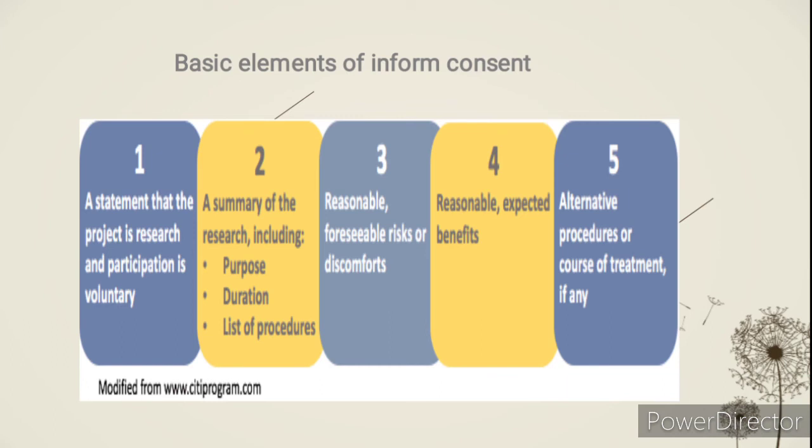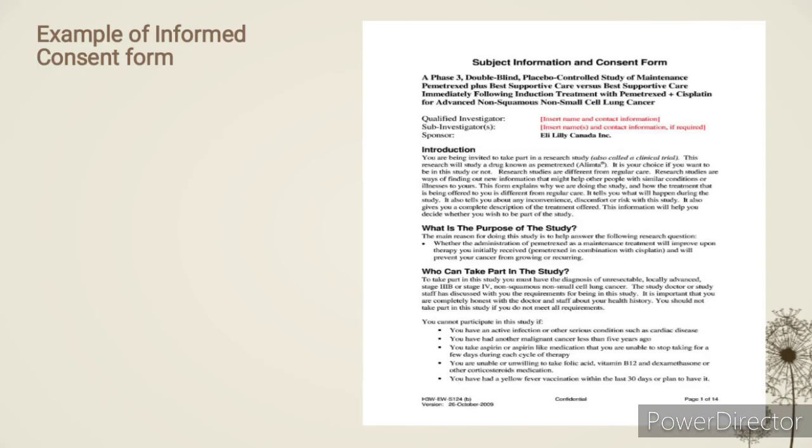Basic elements of informed consent. First, a statement that the project is research and participation is voluntary. Second, a summary of the research including purpose, duration, list of procedure. Third is reasonable, foreseeable risk or discomforts. Fourth, reasonable expected benefits. And fifth, alternative procedures or course of treatment if any. So this is an example of an informed consent form.